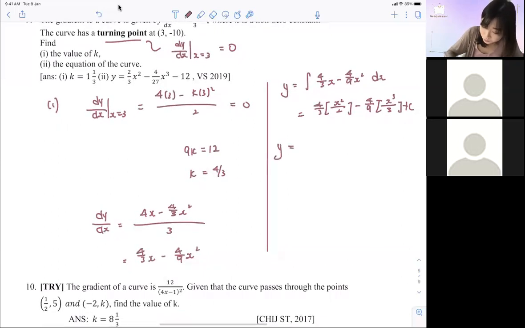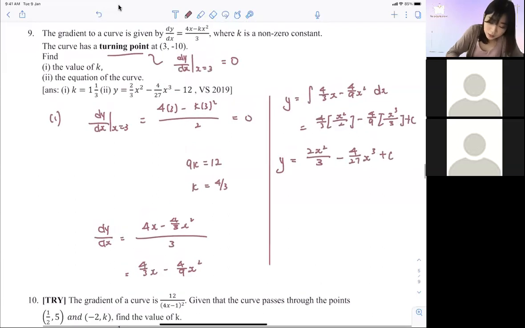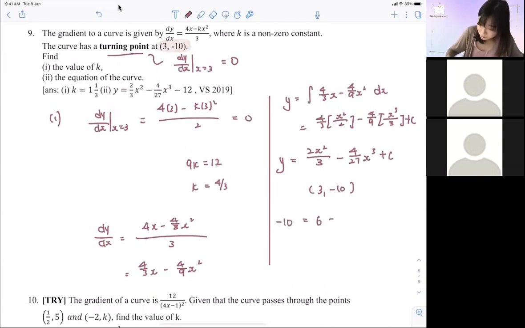So we have y equals to 2x squared over 3 minus 4 over 27 x cubed plus c. To find c, always sub a coordinate in. This is the coordinate, 3, minus 10. Find c, sub c back. Done.